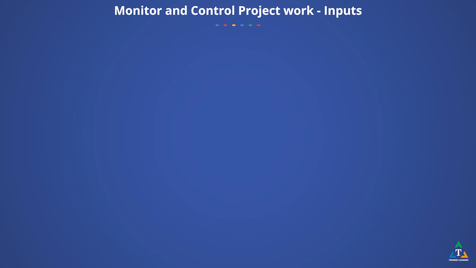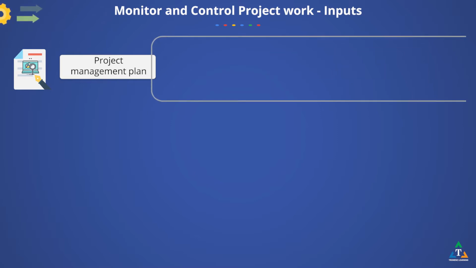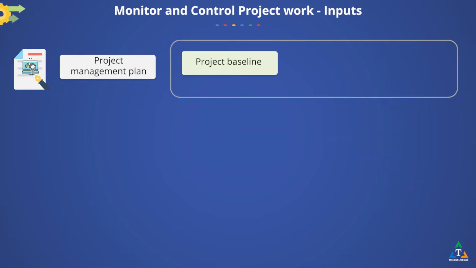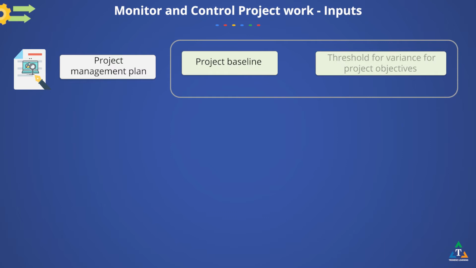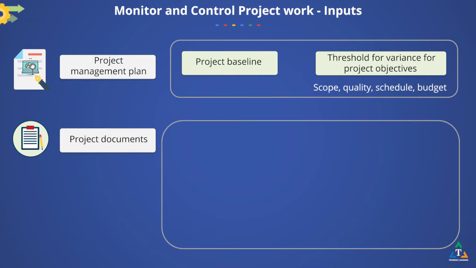Where does the information you are monitoring come from? One of the important inputs is the project management plan, which not only contains the project baselines but also the thresholds for variance for each of the project objectives, including at least scope, quality, schedule, and cost. Let us look at some project documents that can be considered as inputs for this process.